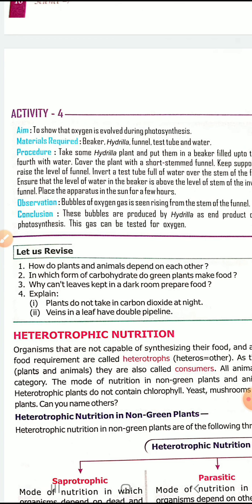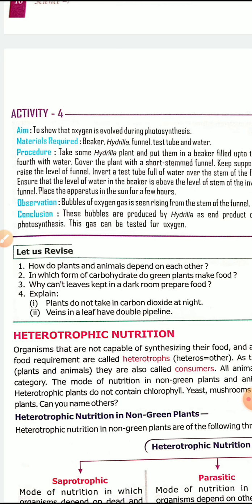How do plants and animals depend on each other? Let us see. Animals depend on plants for oxygen and food. Okay, and how do plants depend on animals? They depend on animals for carbon dioxide, which they need for photosynthesis. Okay, now go to question number 2. In which form of carbohydrate do green plants make food? Do you know the answer? Yes, green plants make food in the form of glucose, but they store it in the form of starch. They store it in the form of starch, but they make it in the form of glucose.